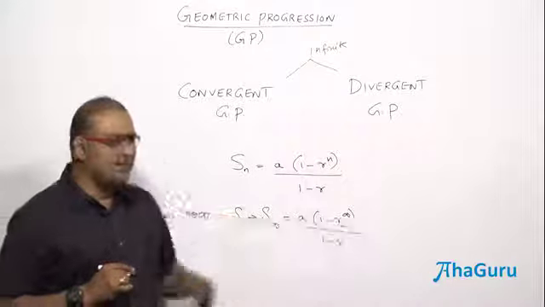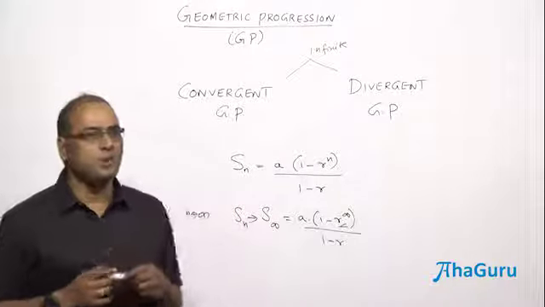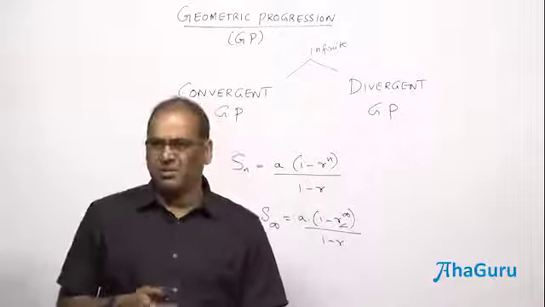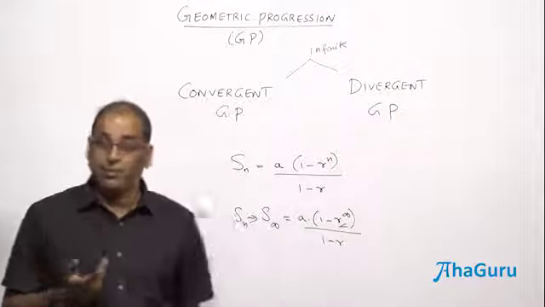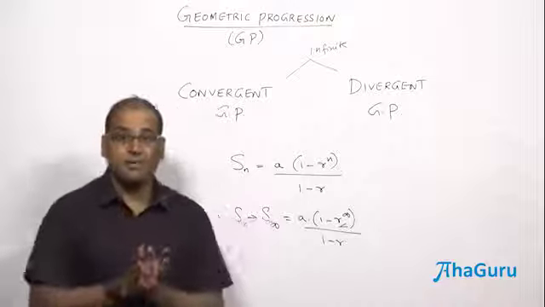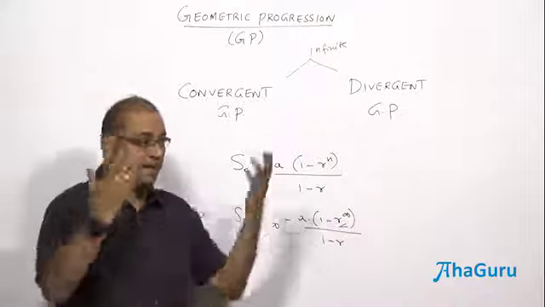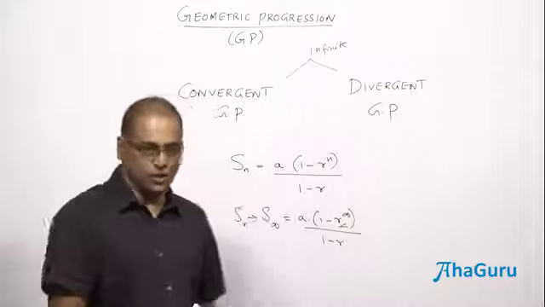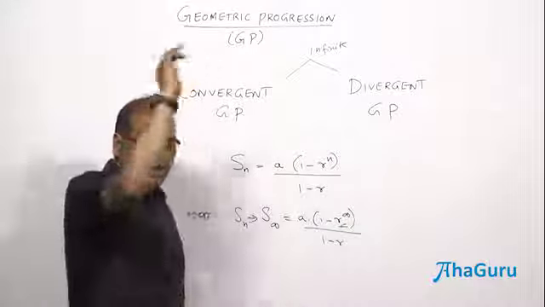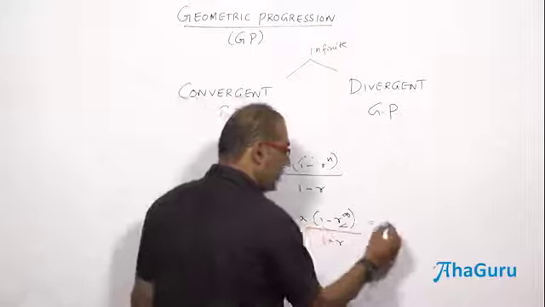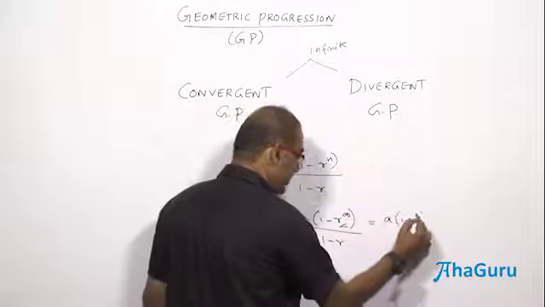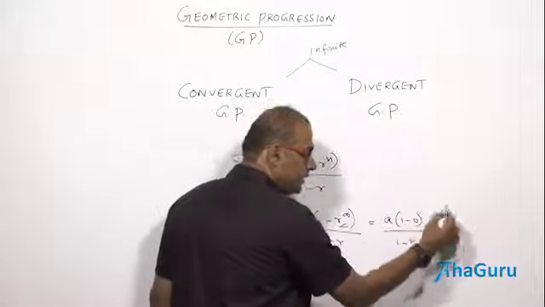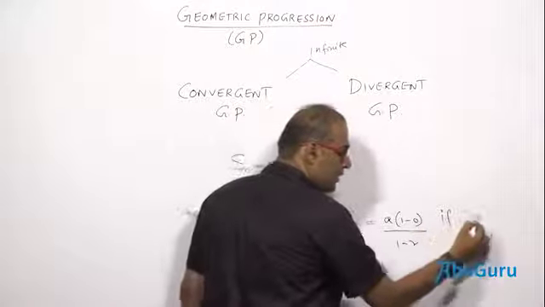But r power infinite, if r is going to be 2 or 3 or something like that, it will be big, right? You won't get anything. But if it is going to be something like half power infinite, it's not actually 0, it's converging towards 0. Correct? Half into half into half infinite times. So this formula will reduce to what? A times 1 minus 0 by 1 minus r.